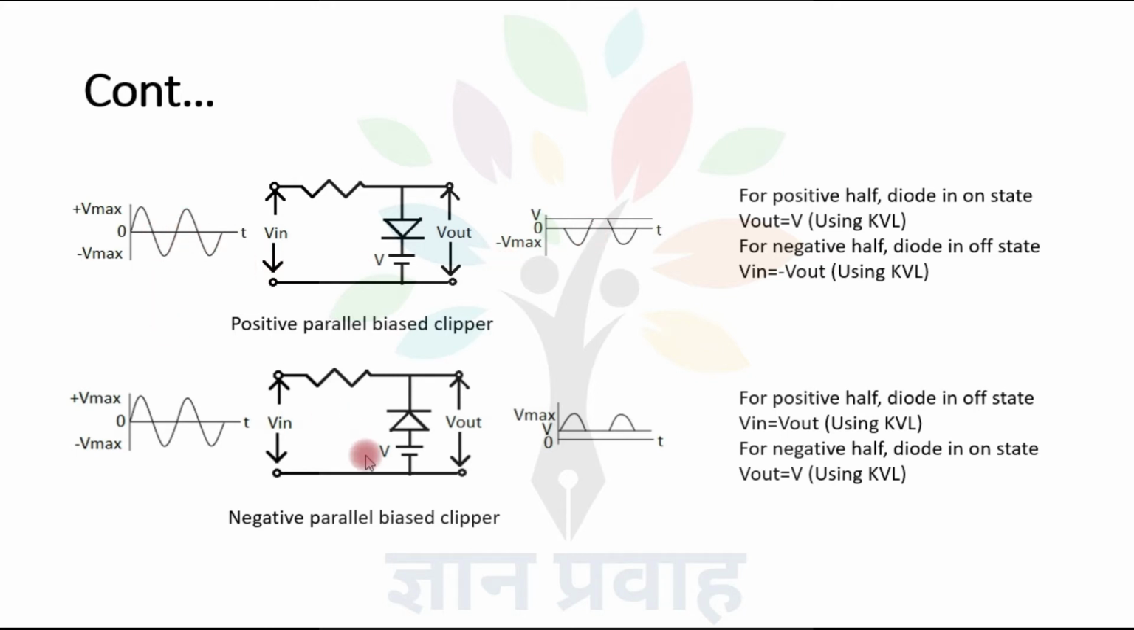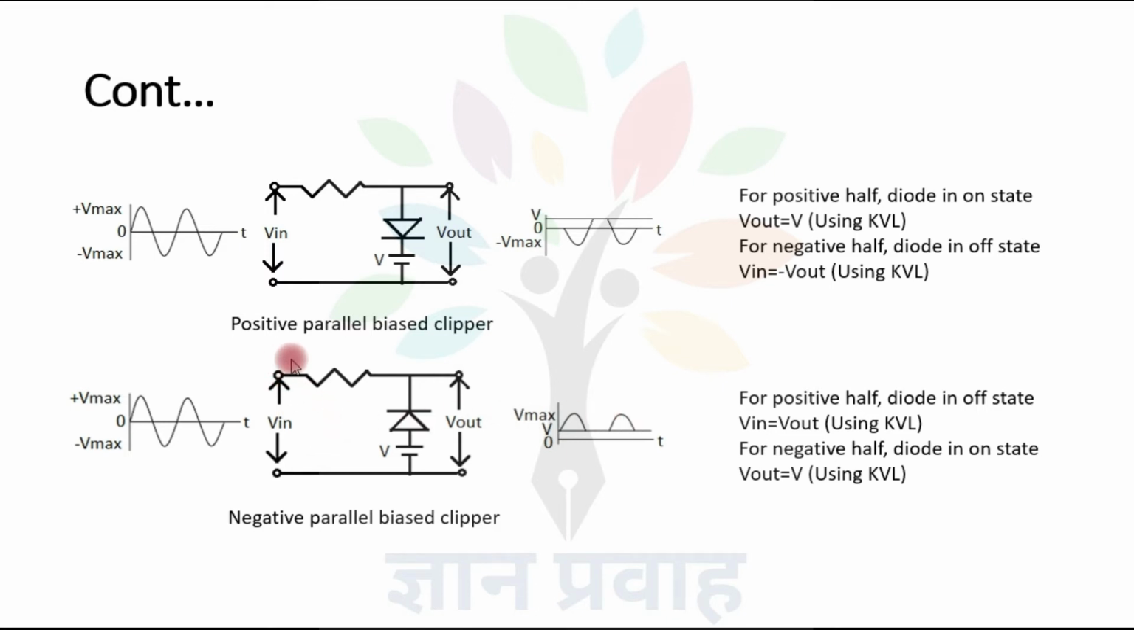Similarly, for the negative parallel biased clipper circuit, here the direction of the PN junction diode is reversed as compared to this one. So for the positive half, this terminal is positive, this one is negative. This terminal is positive means the PN junction diode is operating in reverse bias, or in off state. So by applying Kirchhoff's voltage law in this loop, V in equals V out, and the maximum value of V out is the maximum value of V in. So it is equal to V max for positive halves.